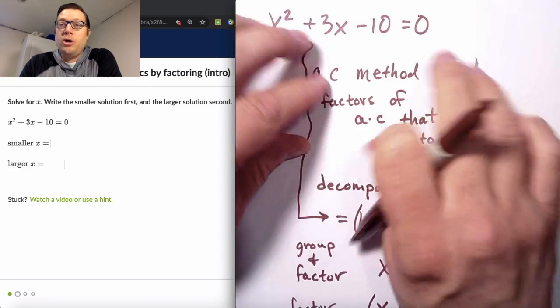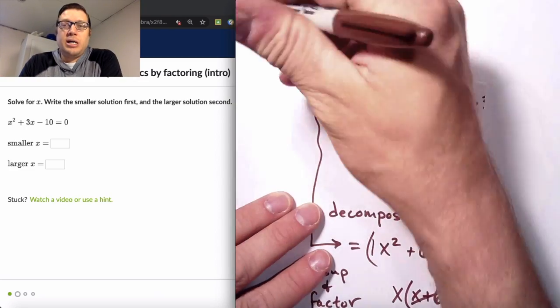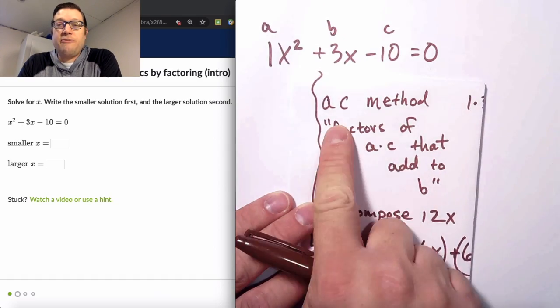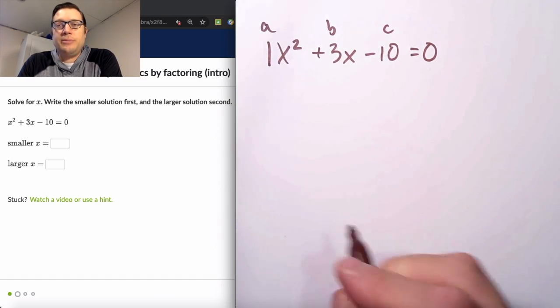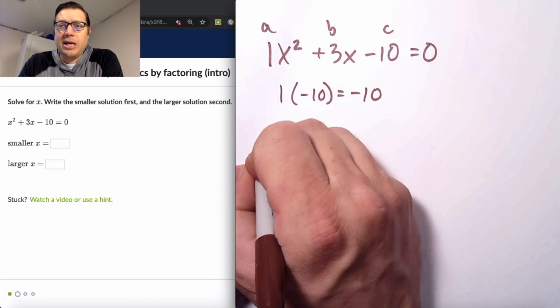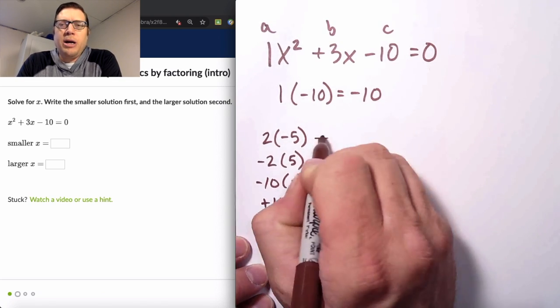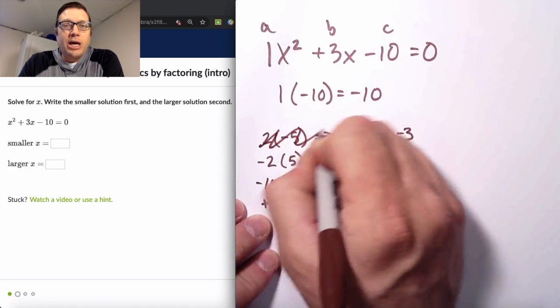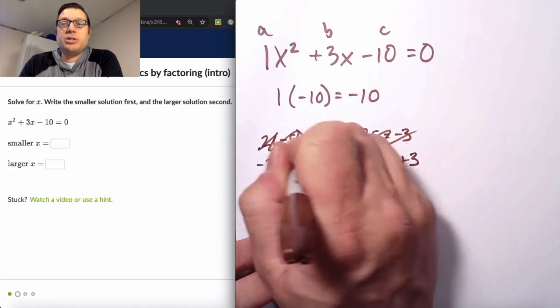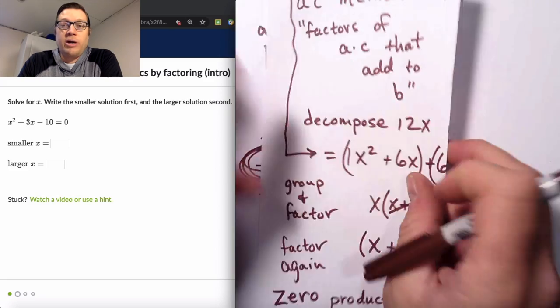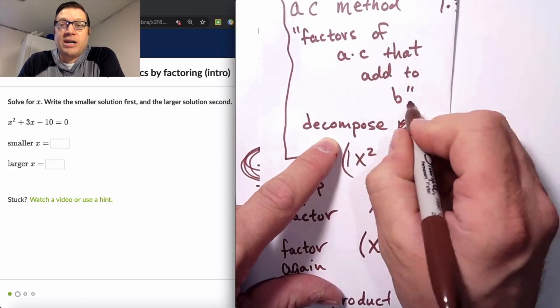New question for you. X squared plus 3x minus 10. Let's use the AC method. So factors of AC that add to B. Well, A is 1, C is negative 10, so multiply, you get negative 10. And list all the factor pairs, then list what you get when you add those factor pairs. And it turns out negative 2 plus 5, I got it right away. I don't even need to look at the rest of the factor pairs.